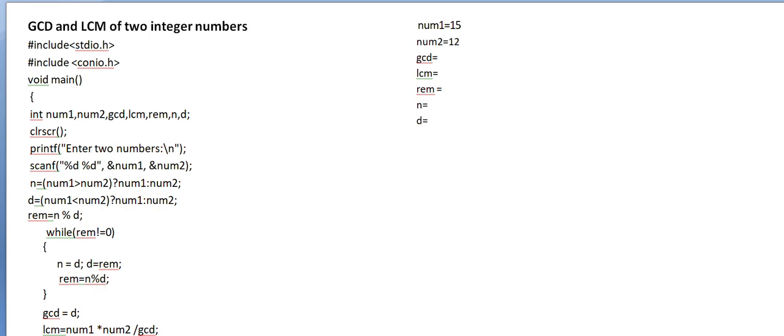Let's start the topic of next one. So it's the program on GCD and LCM for the two integers. So when we give two values, we have to find the GCD as well as LCM of those things.